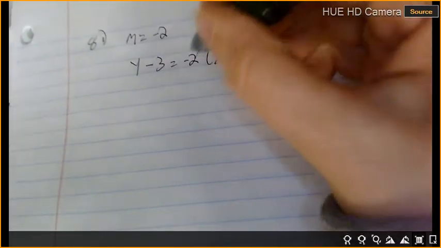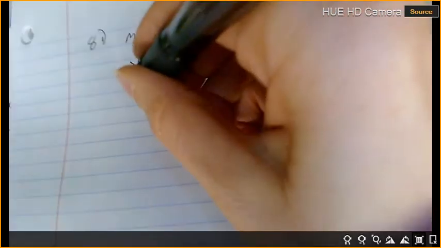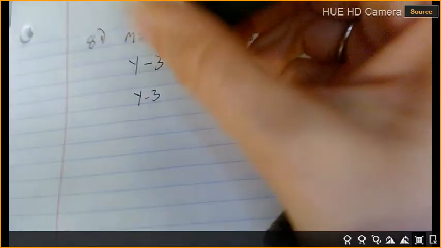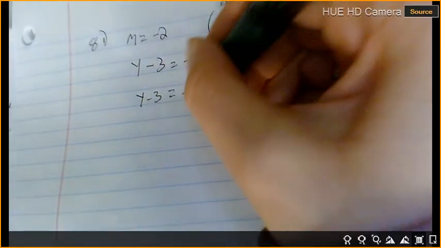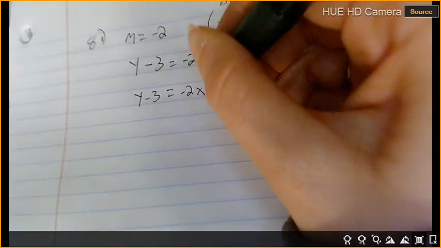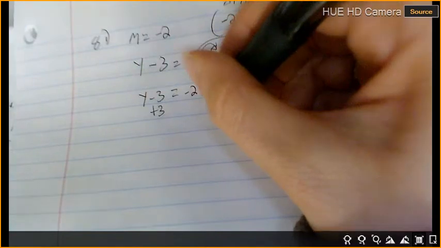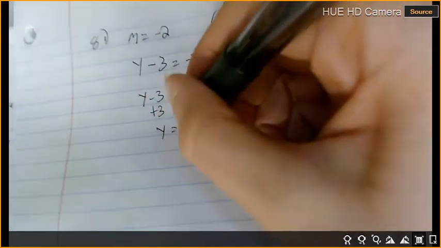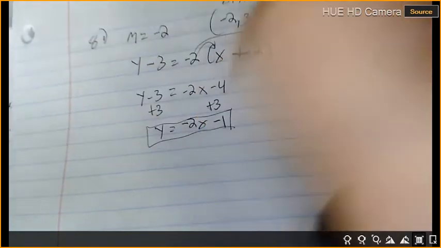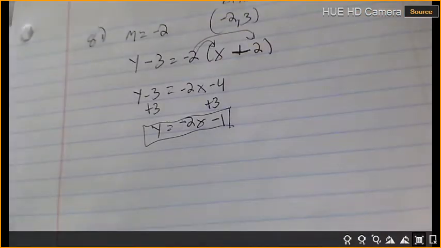I'm going to distribute. y minus 3 equals negative 2x minus 4. I'm going to add 3 to both sides. y equals negative 2x minus 1. So we have our slope and our y-intercept there.